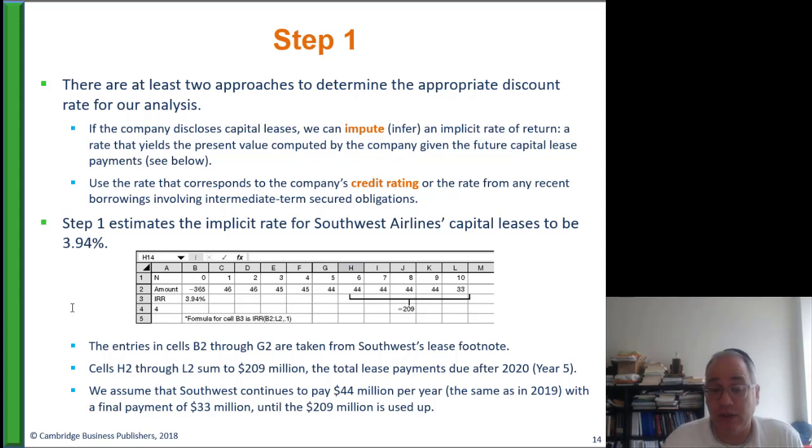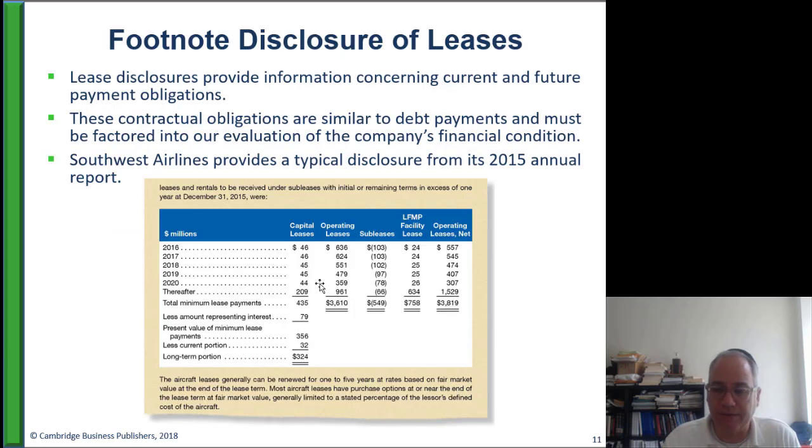Southwest tells you that the leases have a present value of $365. They tell you the first 5 years' payments, as we saw up here, 45, 45, 44. And there's plus 209, and the present value is 365. So from that, you can figure out the implicit interest rate. The only thing is they don't tell you after 2020.